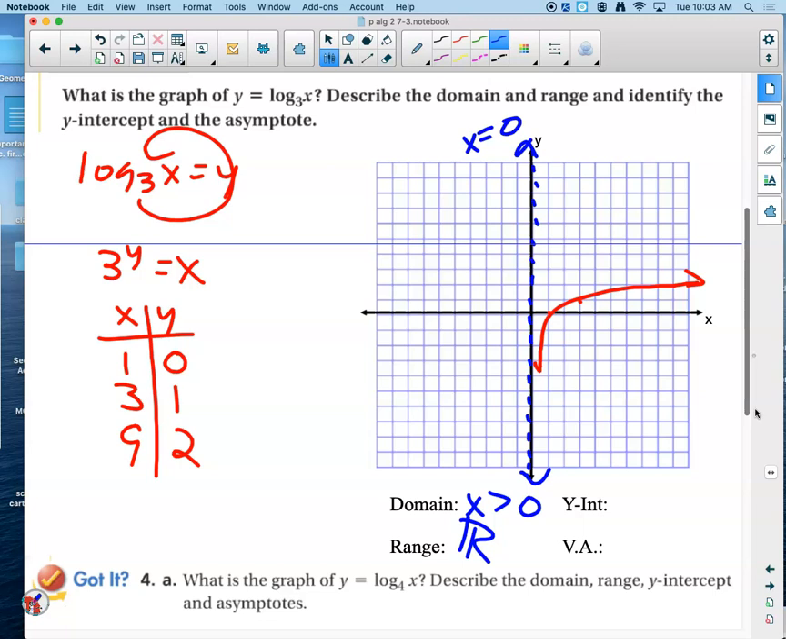Y-intercept. Does this ever cross the y-axis? We're going to write none. It did have a vertical asymptote, and that vertical asymptote is at x equals 0. So reflection through the line y equals x creates this nice little logarithm graph. Again, what we have to get used to is we put in the y's this time, and the x's come back from the formula.